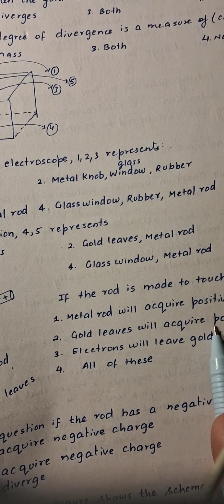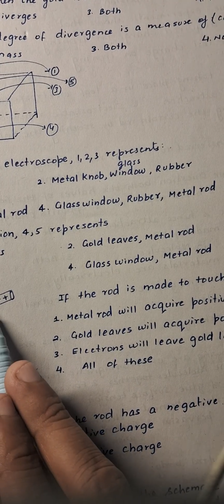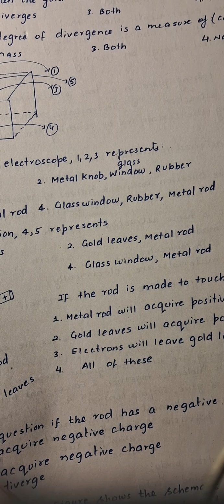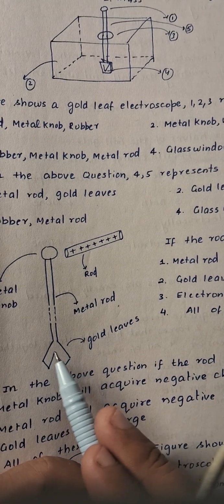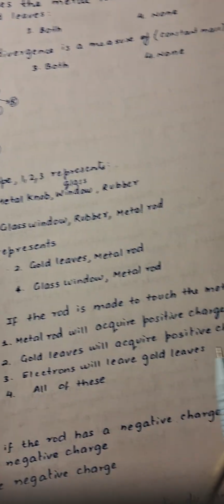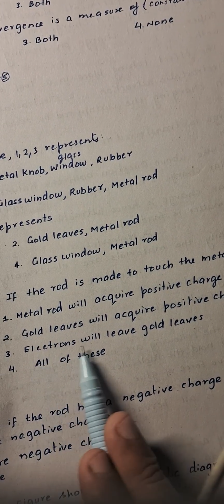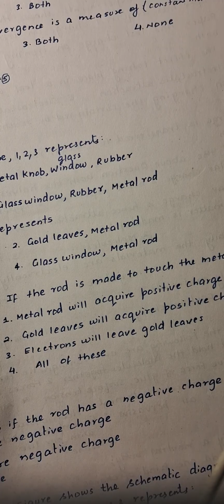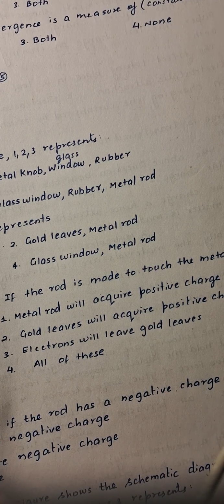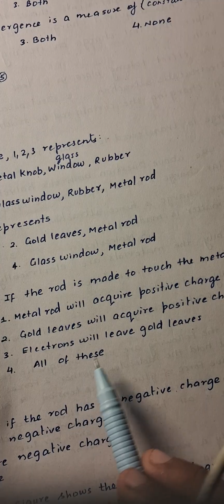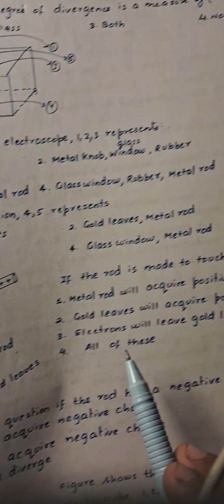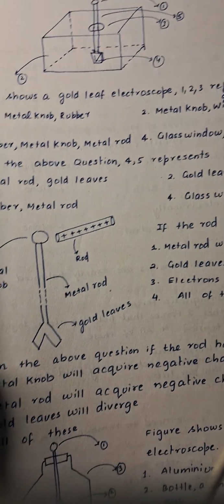Next is gold leaves will acquire positive charge. Obviously charge will get transferred from here to the gold leaves. So certainly the gold leaves will also acquire the positive charge and hence they will diverge. Next is electrons will leave gold leaves. Obviously if there is a positive charge on gold leaves, that means electrons have left the gold leaves. So all of these are correct, hence the fourth option will be correct.